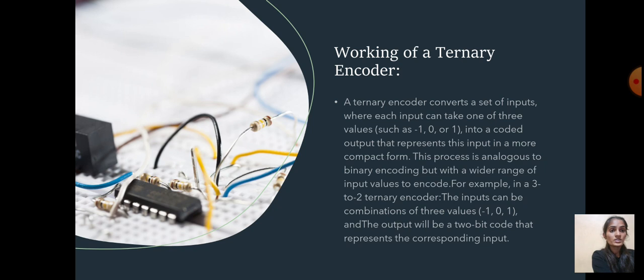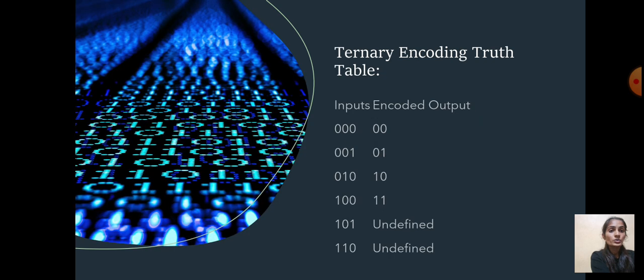Now we are going to discuss how a ternary encoder works. A ternary encoder converts a set of inputs, where each input can take one of three values, into a coded output that represents this input in a more compact form. This process is analogous to binary encoding but with a wider range of input values to encode. For example, in a 3 to 2 ternary encoder, the inputs can be a combination of three values -1, 0, 1, and the output will be a 2-bit code that represents the corresponding input. Here is the truth table of ternary encoding.